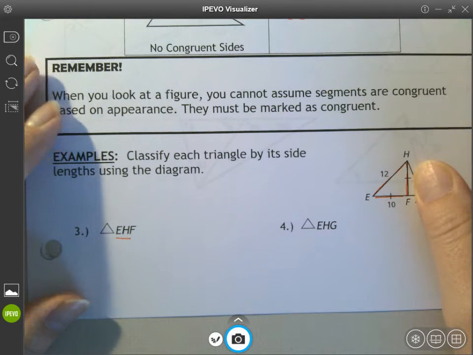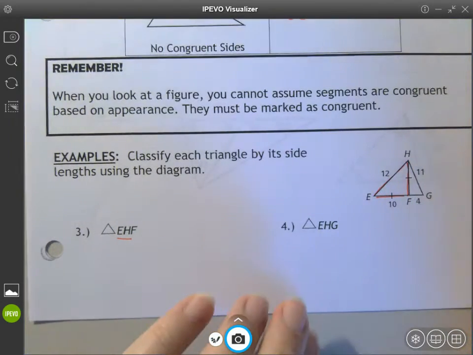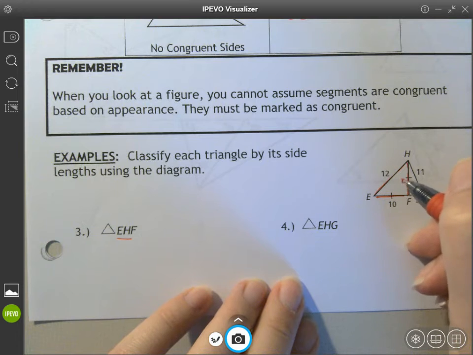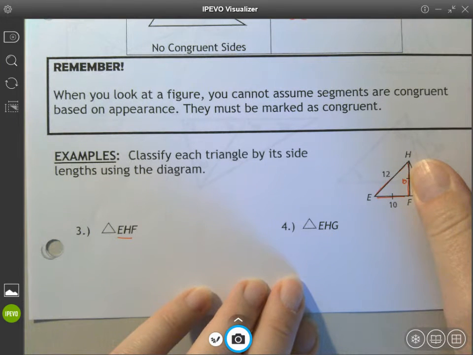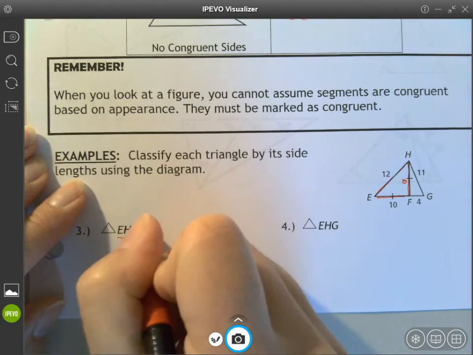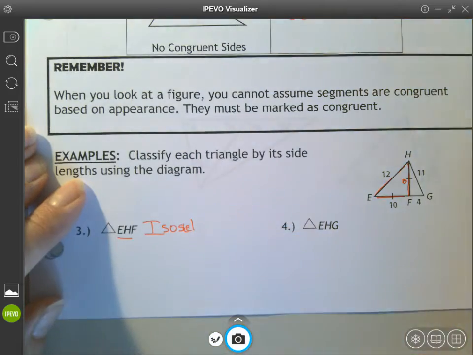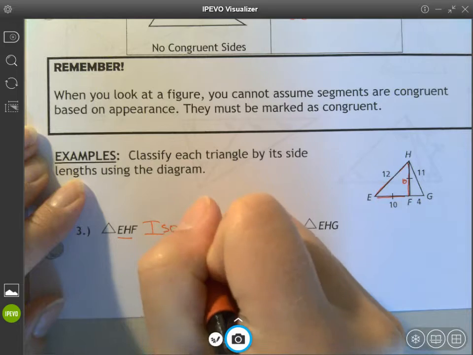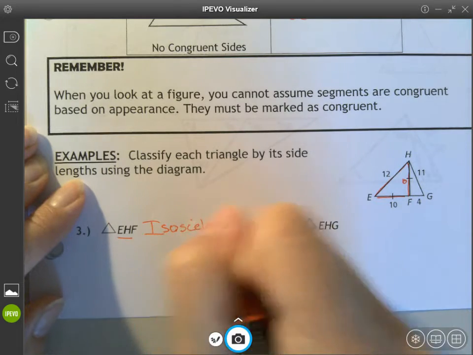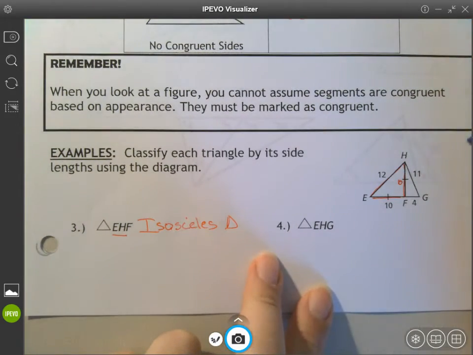Can you ignore this real quick? What do you notice about this? Now we're going to classify it by side lengths. Do you notice that it has two tick marks? Guys, if that's 10, wouldn't that also be 10? So that would be considered two congruent sides. Look up top, it is an isosceles triangle. Oh, I should go back to bed. There, I got it. Isosceles triangle. Okay, now it wants us to look at triangle EHG.